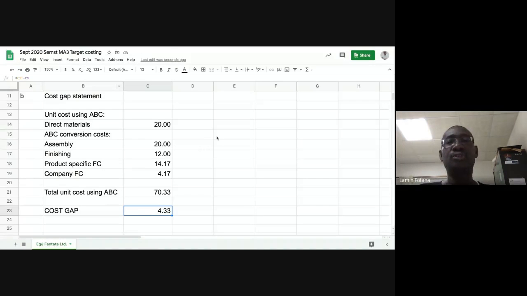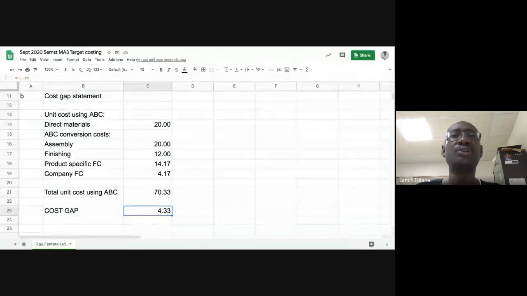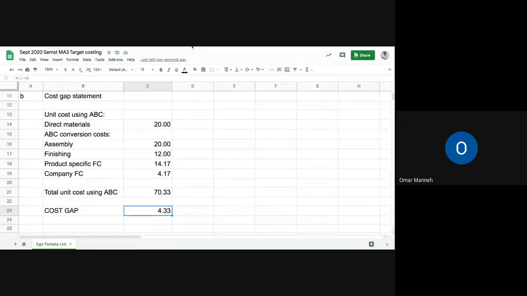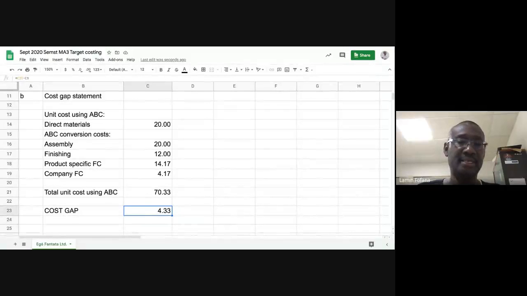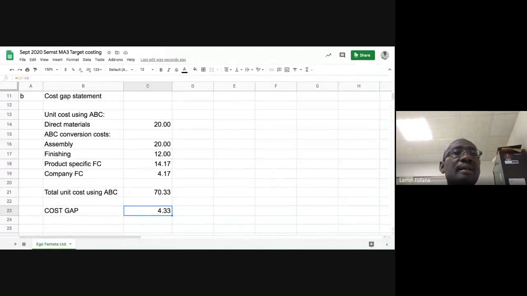So let's go back to our slides. This is what we meant by cost gap. I'll go back to our slide, then we continue with the other parts of the question. Sorry, Mr. Fofana. You mean that anytime you want to rectify the cost gap, you have to engage in value engineering in order to balance it up. Yes. You have to use the value engineering technique. Okay?